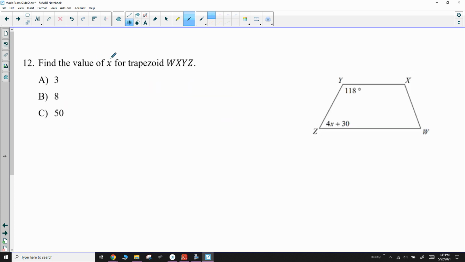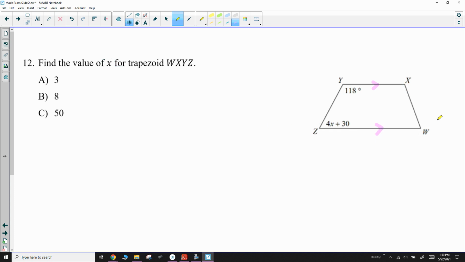Find the value of x for trapezoid WXYZ. Now, the definition of a trapezoid is a quadrilateral with exactly one pair of parallel sides. And I look at this side right here, and I go, if I extended it, eventually it would cross with this side. So those two are not parallel to one another. So that must mean that this side right here is parallel to that side right there.